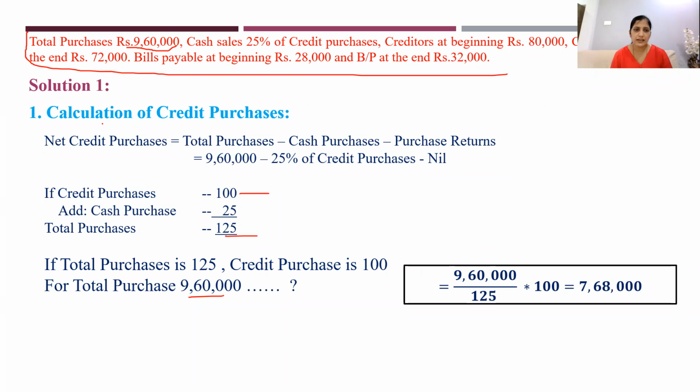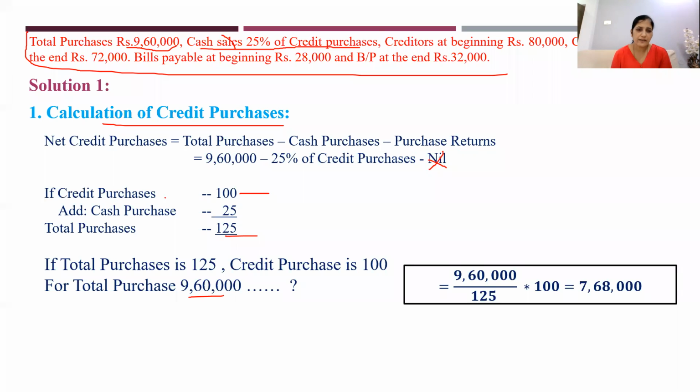First, I'm going to calculate the credit purchases. Net credit purchases is total purchases minus cash purchases minus purchase returns. Total purchases, we know, is 9,60,000. I brought this from here. Minus 25% of credit purchases. What is that? Cash purchases is 25% of credit purchases. I have written here; this is wrong. It has to be purchases. We don't have any purchase returns, so just remove it. No need of writing it. I have just written it so that you can understand it very clearly.